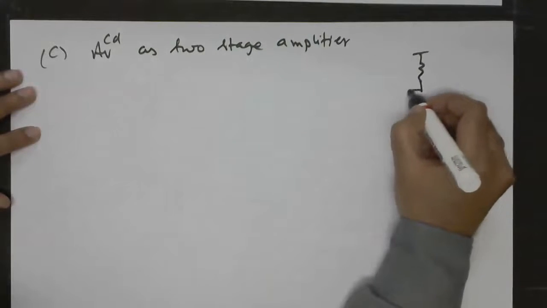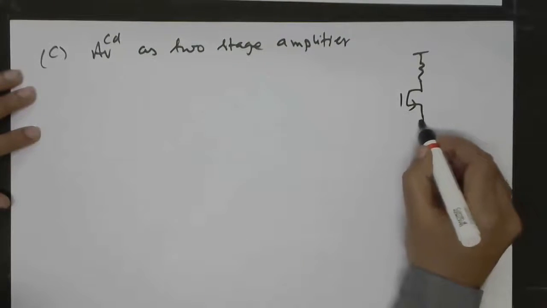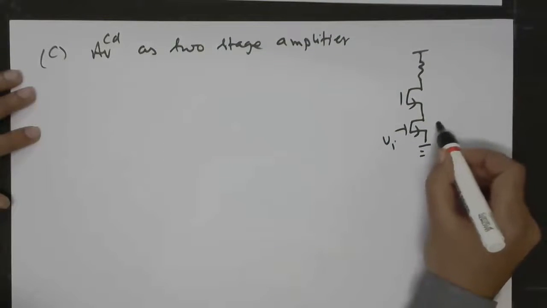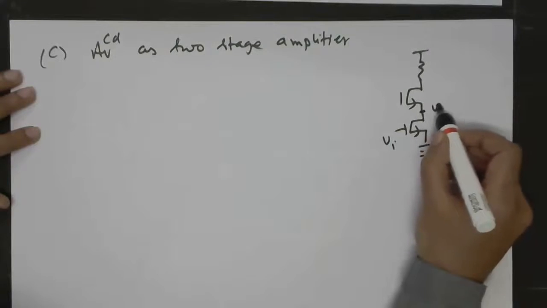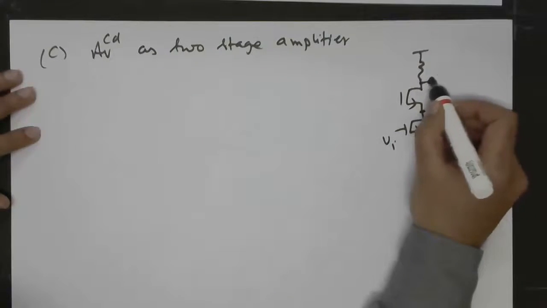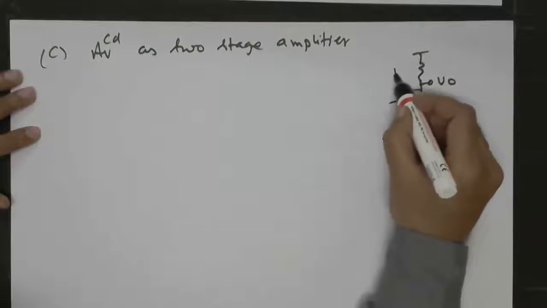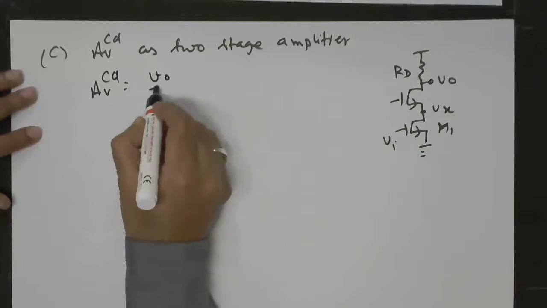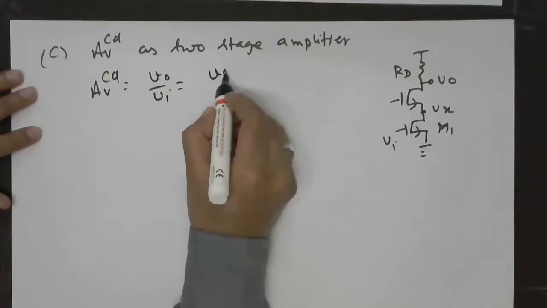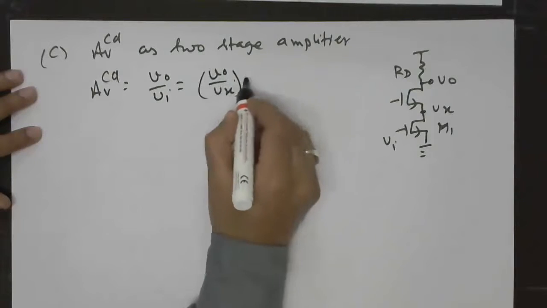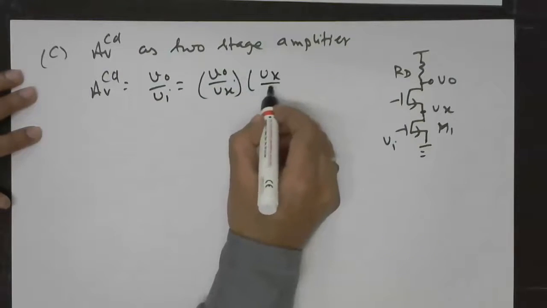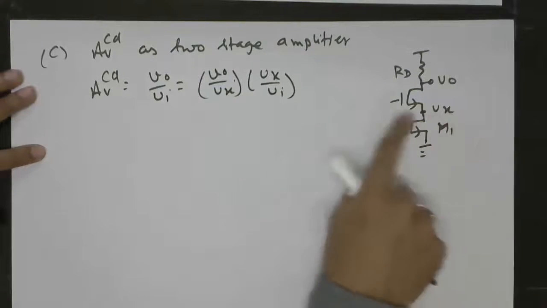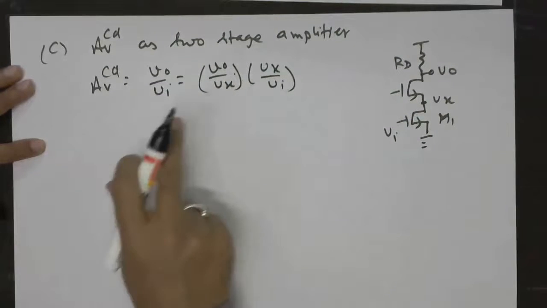So now what we do, we interpret this configuration as a two-stage amplifier. That means this Vi is first amplified by the first MOS to give a Vx, and this Vx is finally amplified to produce Vo. So this AV of the cascode, which is Vo by Vi, can be written as Vo by Vx into Vx by Vi. So here this becomes the voltage gain of the first one, and this becomes the voltage gain of the second one.